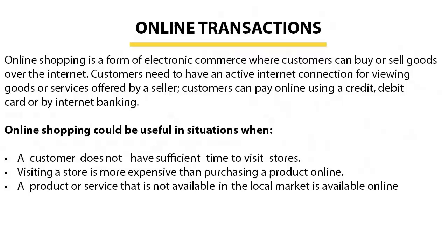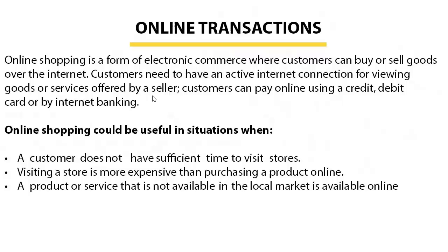transactions. Online shopping is a form of electronic commerce where customers can buy or sell goods over the internet. So basically they're talking about online shopping, and this type of shopping is known as electronic commerce, where the customer can buy or sell goods through the internet. Online shopping is only possible if internet connectivity is present, right? The customer needs to have an active internet connection for viewing goods or services offered by a seller.